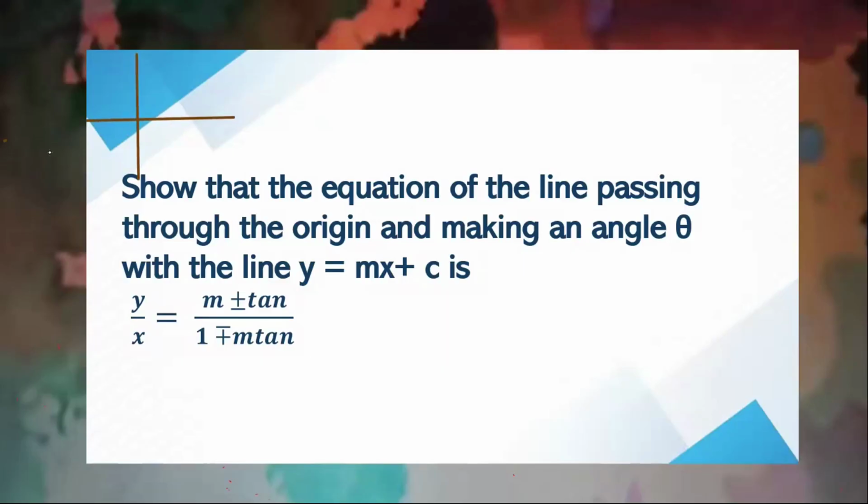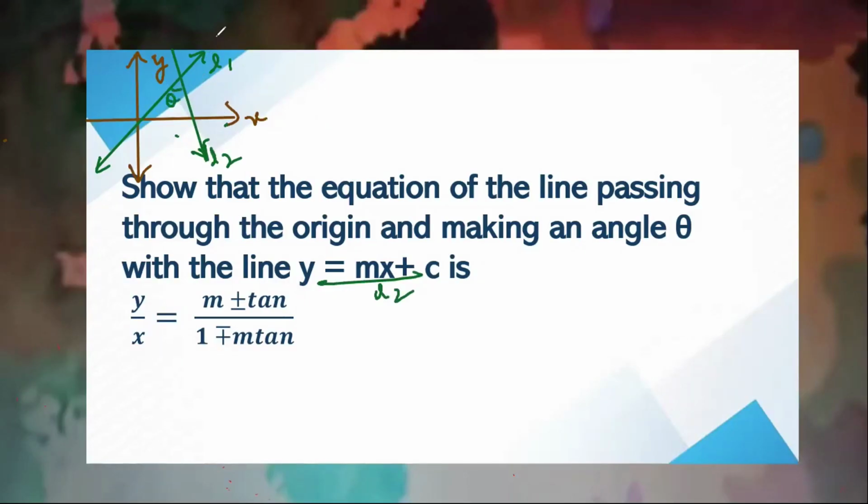So we have an xy plane. This is the y-axis, this is the x-axis. And there is a line which is passing through the origin. So let's take a line, and let's say this line is L1. This line is making an angle theta with another line. So let's say this is line L2, whose equation is already given to us, that is y is equal to mx plus c. This line is L2. They are making theta.